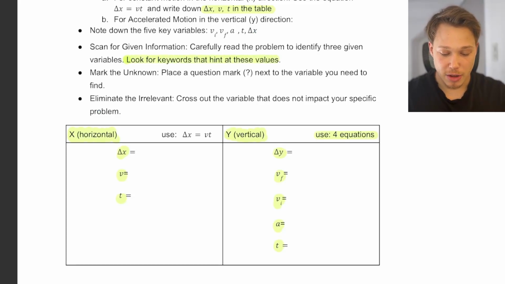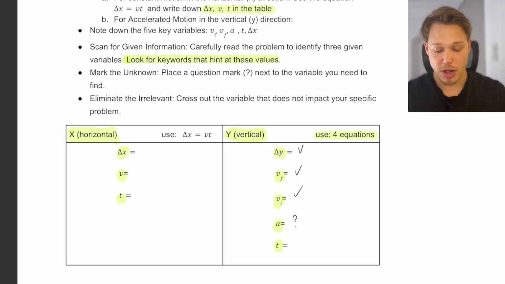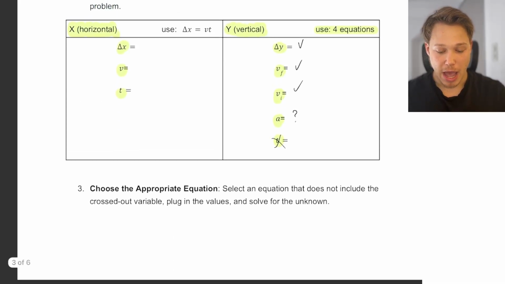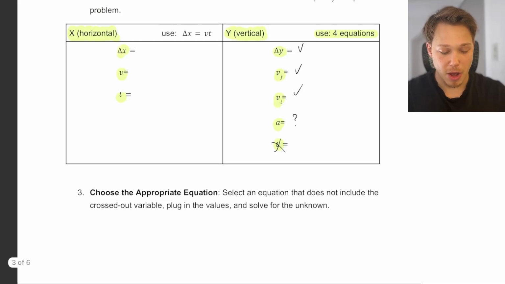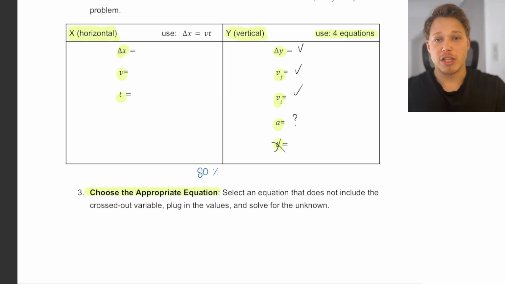So we'll mark, let's say we'll have 3 variables that are known. We'll mark the unknown, and we will cross out, let's say, a variable that we don't care about. And based on the variable we don't care about, we will choose the appropriate equation and solve for the unknown. This setup right here, I would say it's 80% of solving the problem. If you make sure that you set up this table correctly, the rest of the problem will flow pretty easily.